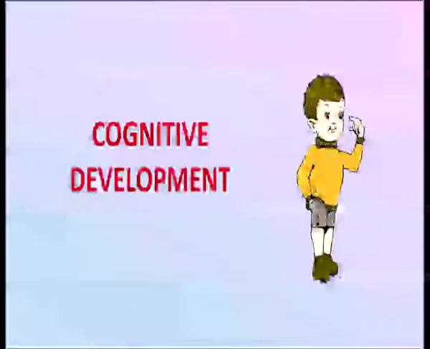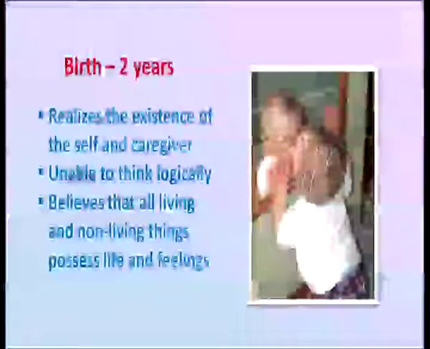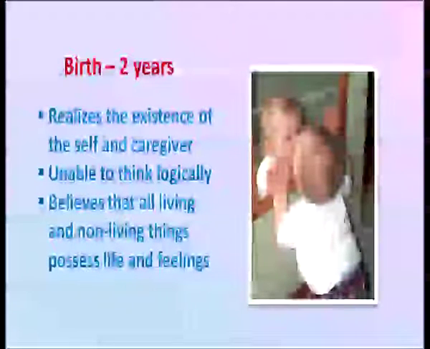Now one more important domain of development is cognitive development. Cognitive development is related to the thinking and acting part. Let's see the cognitive development from birth to 2 years. The child realizes the existence of the self and caregiver, unable to think logically. I would like to re-emphasize here, because I am discussing the development from birth to 2 years, the child is unable to think logically, believes that all living and non-living things possess life and feelings.